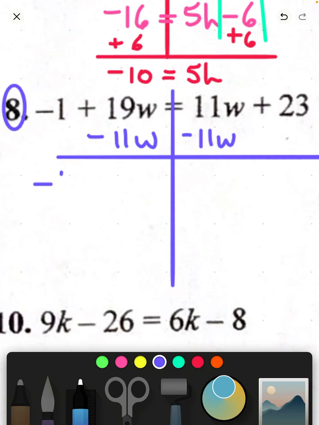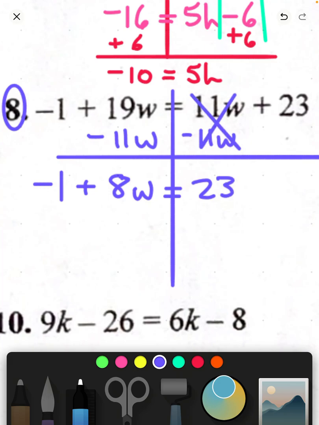But whatever the case, make sure you always take the operation in front of it with it, okay? So those are two-step equations. I'll leave it there for you. Solve for w.